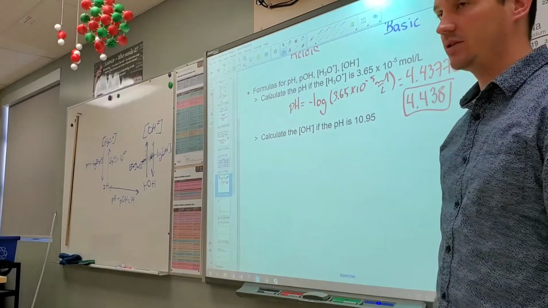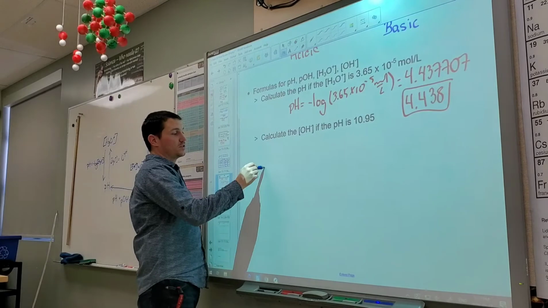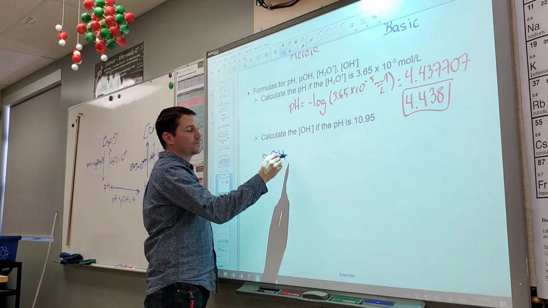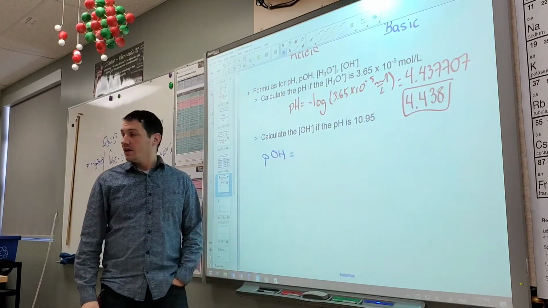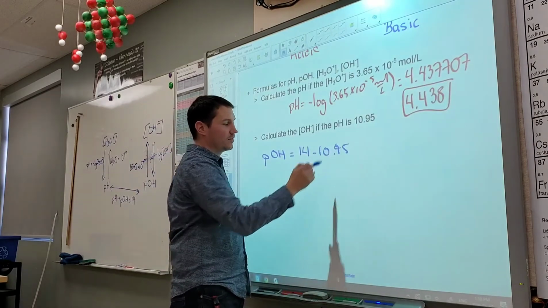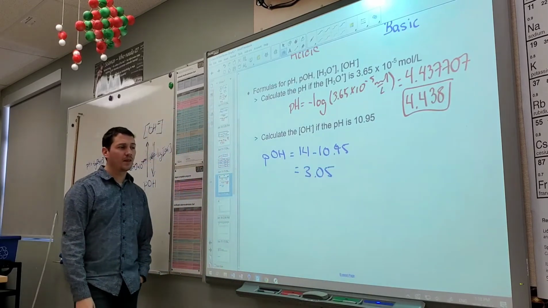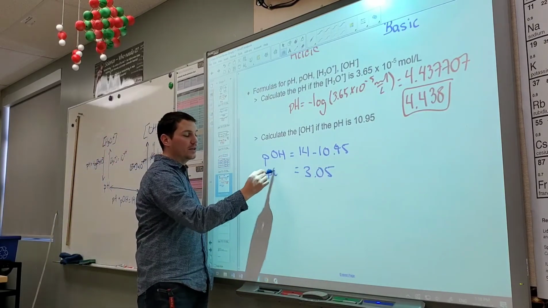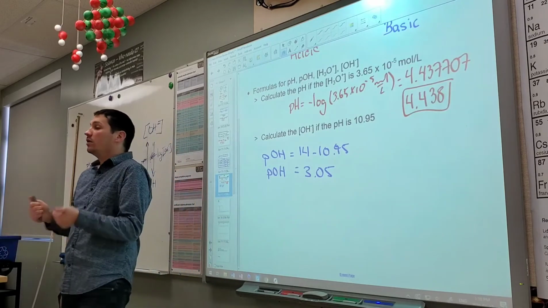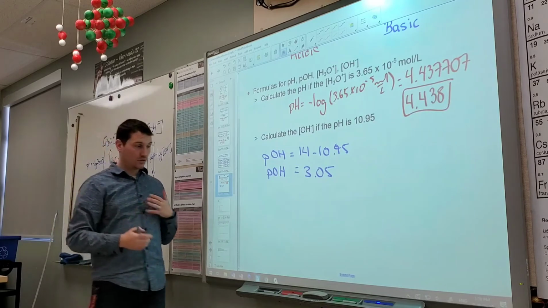Can you get pOH? Yes. Very easily. Let's do that, okay? So pOH is 14 minus 10.95, so 3.05. That's the pOH. Can you go from pOH to hydroxide? Yes.